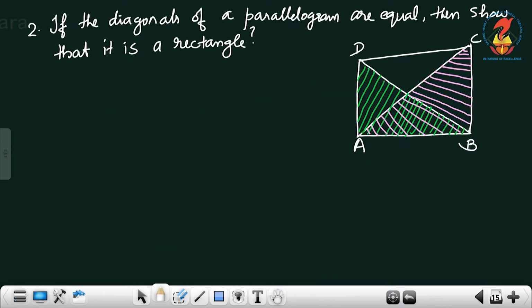Second question. If the diagonals of a parallelogram are equal, then show that it is a rectangle. These two diagonals are equal, AC equal to BD. Given: AC equal to BD, ABCD is a parallelogram.